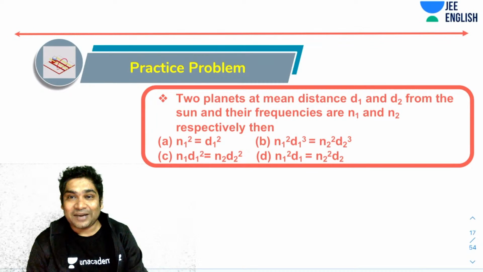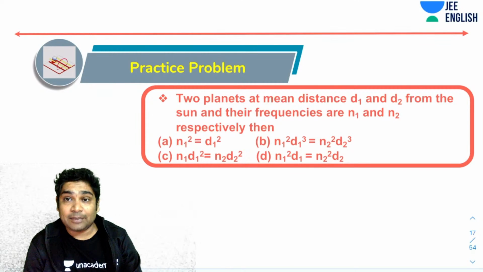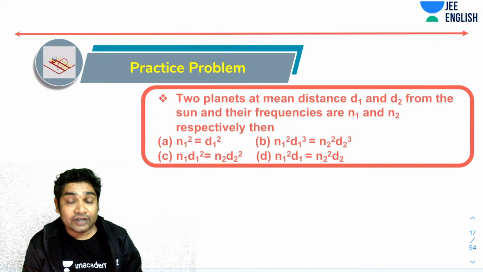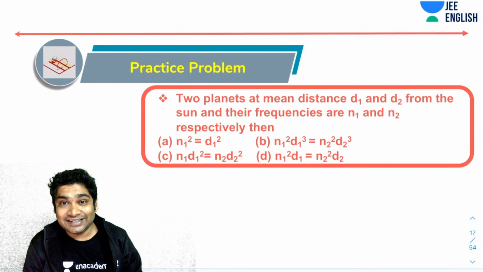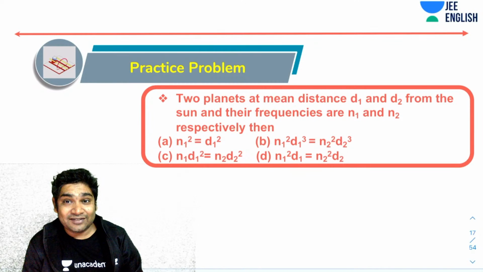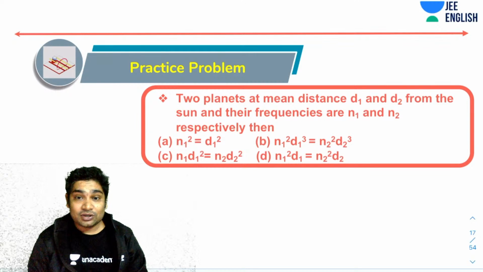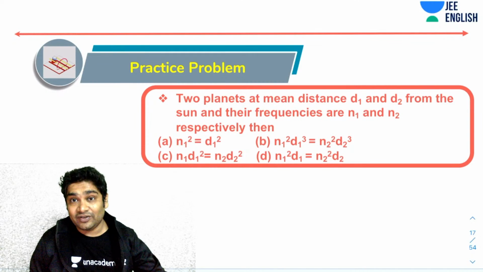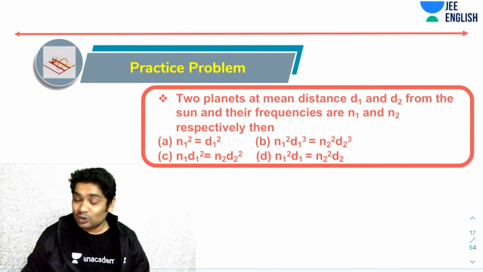Next, why don't we start with a practice problem? Here you have been told that two planets at mean distances of d1 and d2 from the sun have their frequencies of n1 square and n2 square respectively. Then what is the relation between these quantities? Is it n1 square d1 cube equals n2 square d2 cube, n1 d1 square equals n2 d2 square, or n1 square d1 equals n2 square d2? This question has been asked previously in one of the entrance examinations. We are taking up previous year questions from various entrance examinations, so try and figure this out.